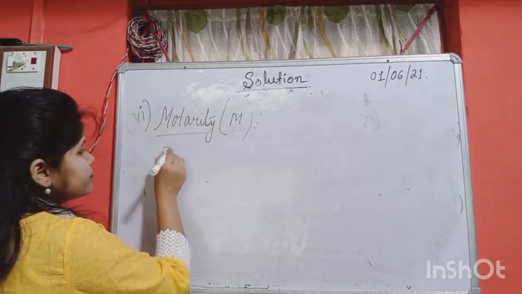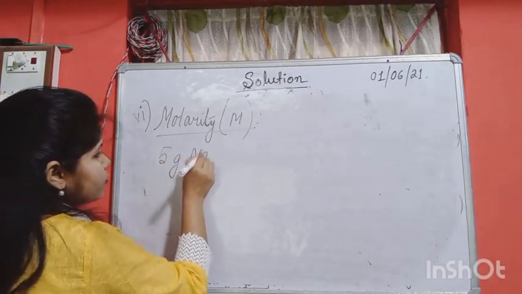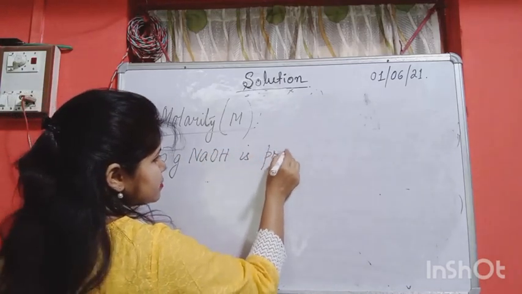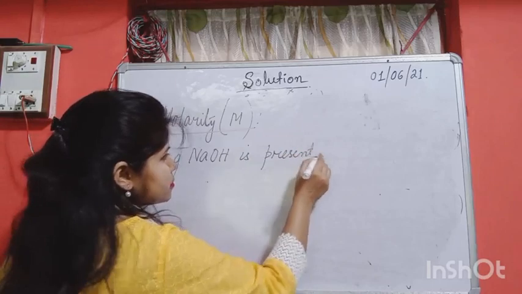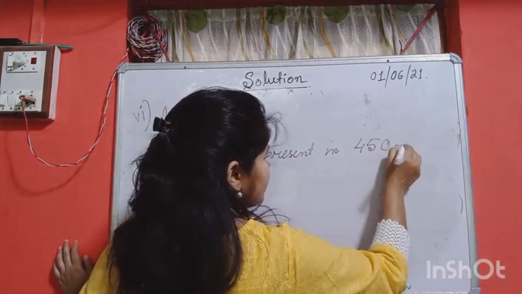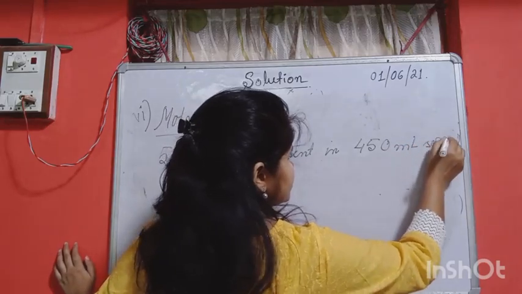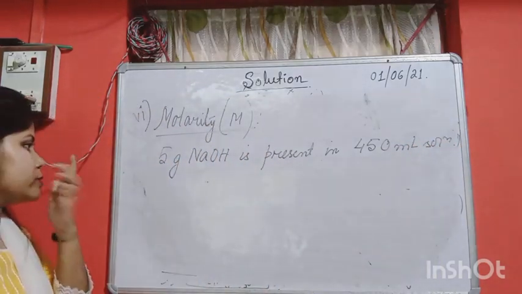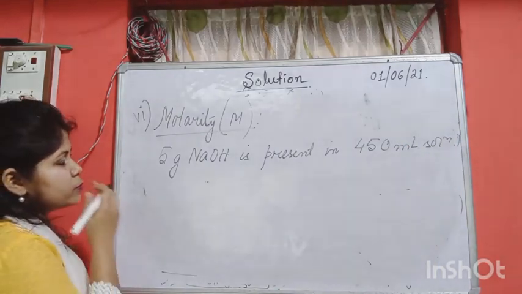Five gram NaOH is present in 450 ml solution. Find out the molarity of that. Find out the strength of that. So what we will do? First we have to find out.